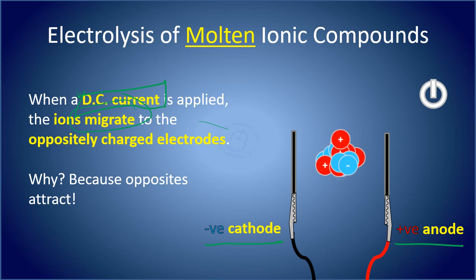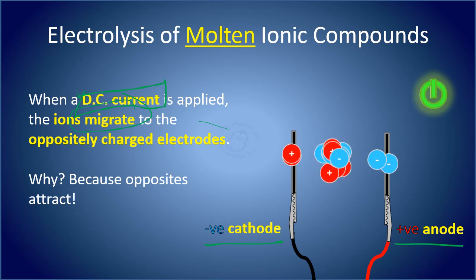So when we switch the current on, and I've got a little power button here, we will be able to see where the ions will go. The positive ions should move to one of the electrodes, the negative ions to the other. And this is all because opposites attract. So this is fairly straightforward: the negative and positive ions will move to the oppositely charged electrodes. Obviously this animation is just set up to make it clear that these are going to separate out and go to the oppositely charged electrode. It would obviously happen simultaneously in practice.